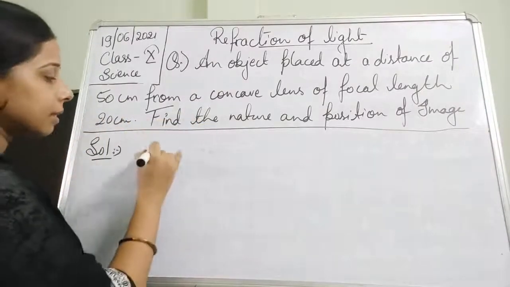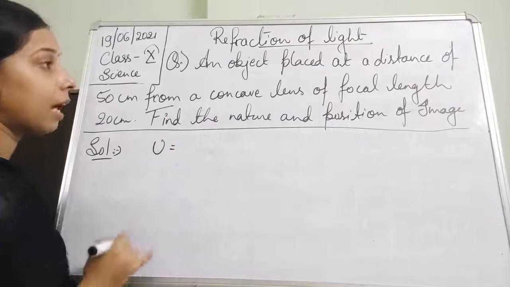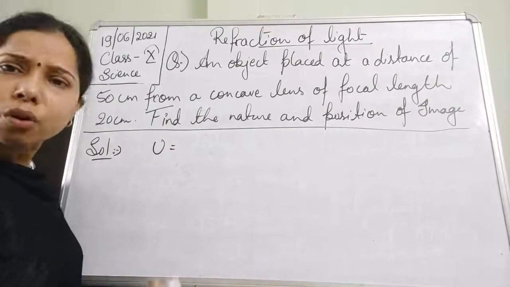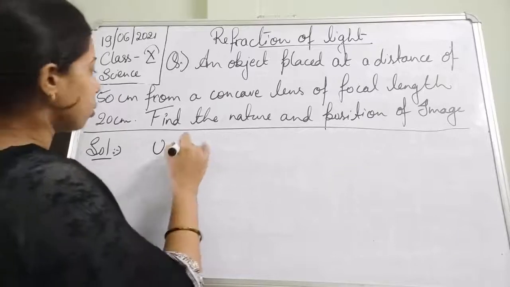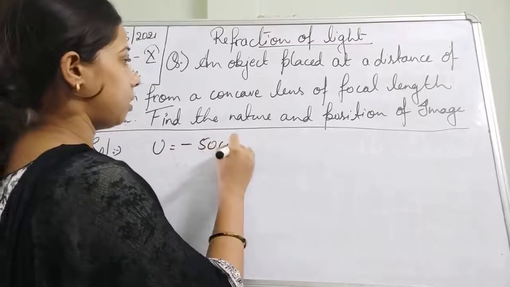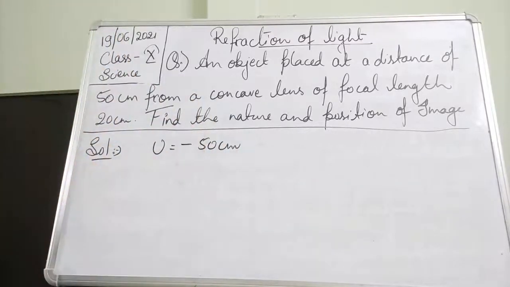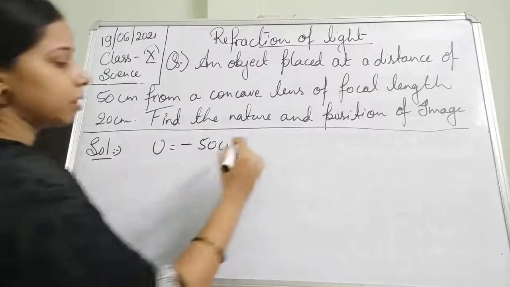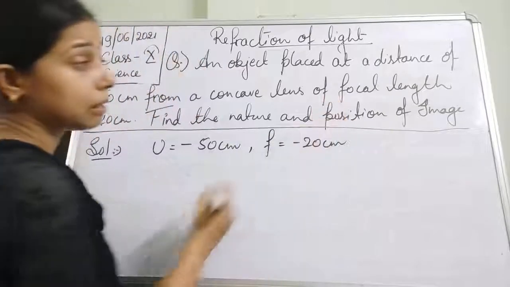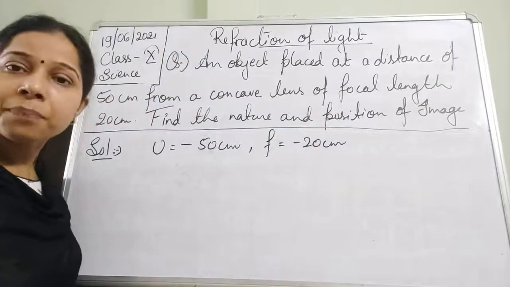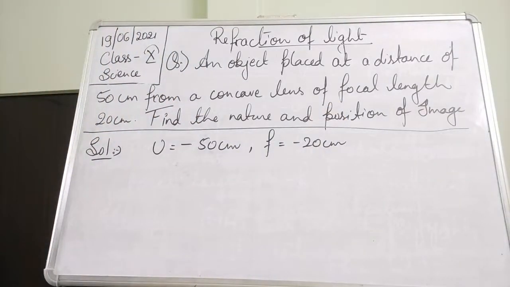So, object distance u is given, and whether it is a concave lens or a convex lens, in both cases u will always be taken as negative. So it will be minus 50 centimeter, from a concave lens of focal length 20 centimeter. The focal length is given as minus 20 centimeter, since it is the virtual focus of a concave lens.